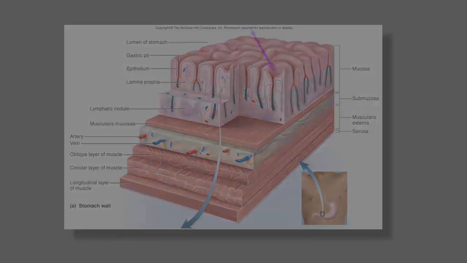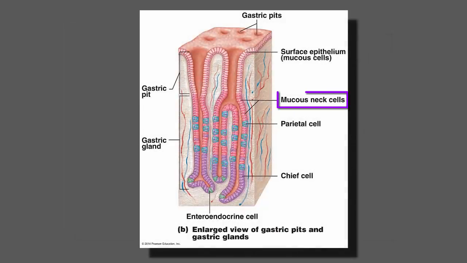In the upper portion of each gland we find mucous neck cells that produce an acidic mucus. The second cell that we find is the parietal cell, which produces hydrochloric acid and intrinsic factor. Hydrochloric acid is important for the proper function of pepsin, the main digestive enzyme of the stomach, and intrinsic factor is needed for the absorption of vitamin B12 in the small intestine.